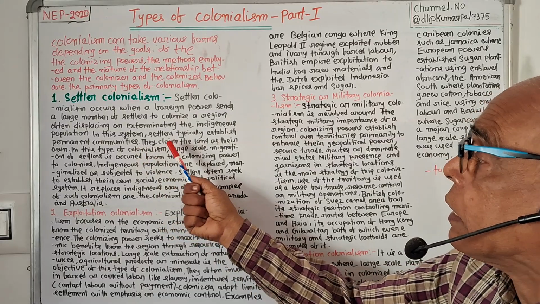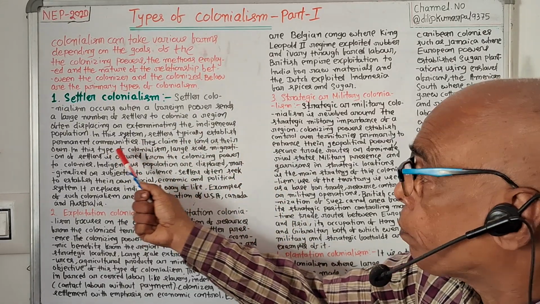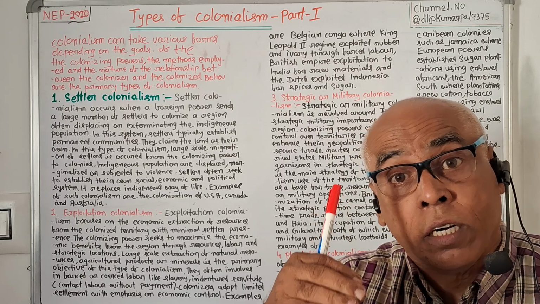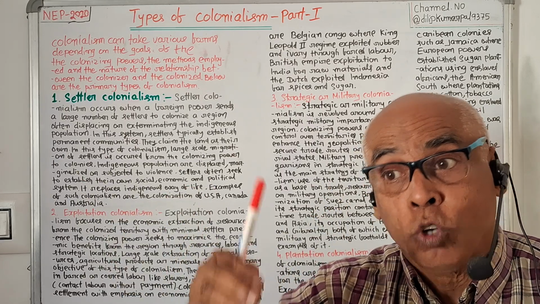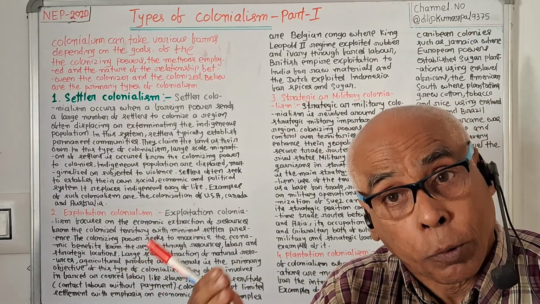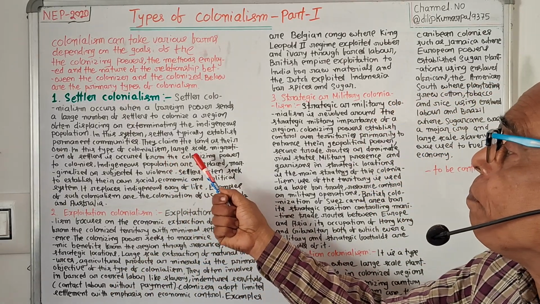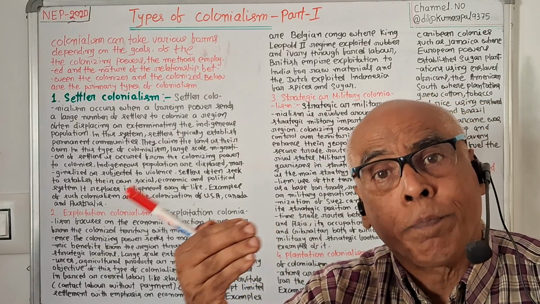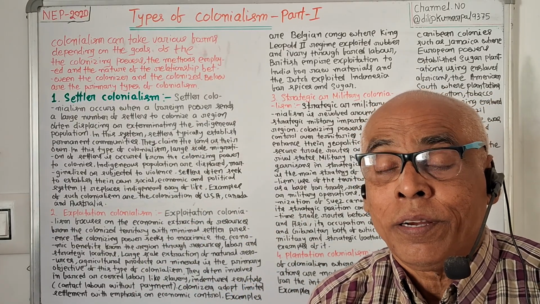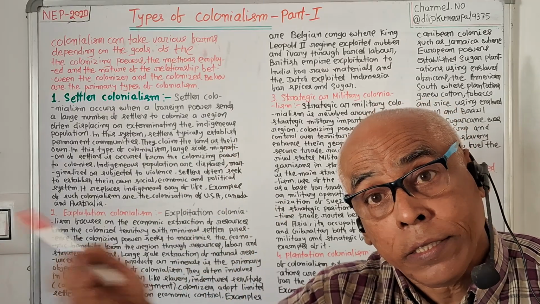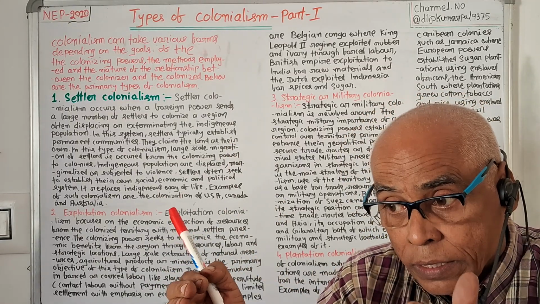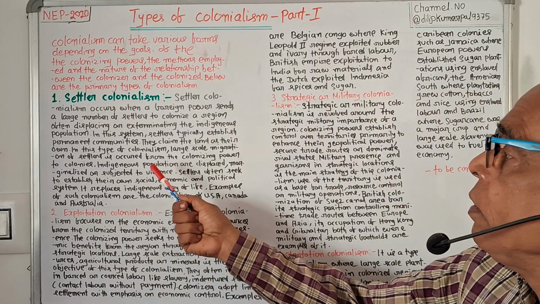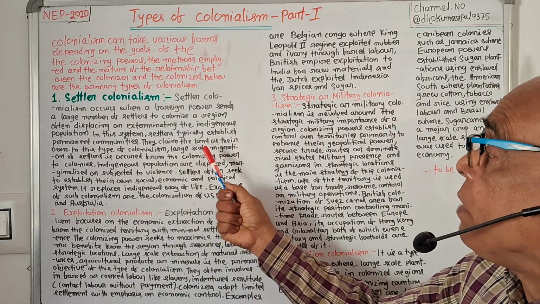In this system, settlers typically establish permanent communities. In this type of colonialism, the foreign country sends its people to another country, and they settle there permanently. They claim the land as their own.